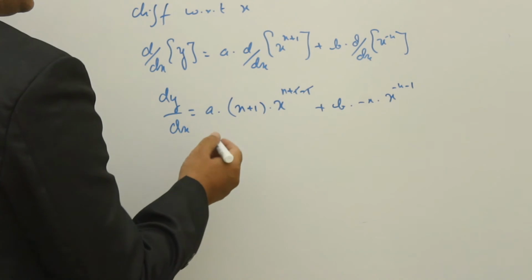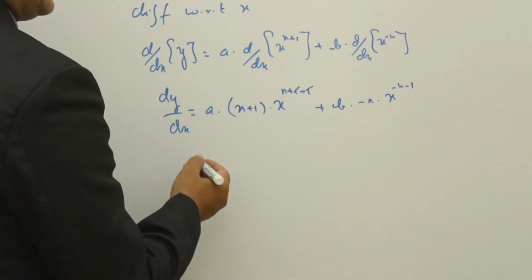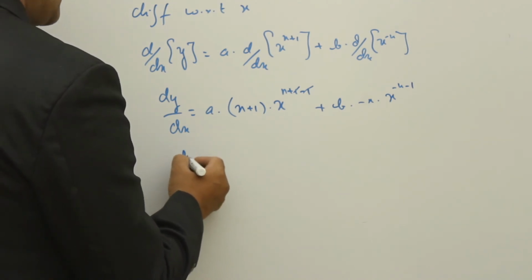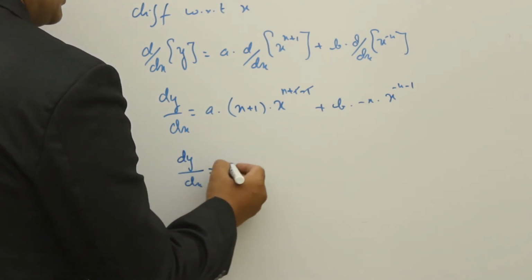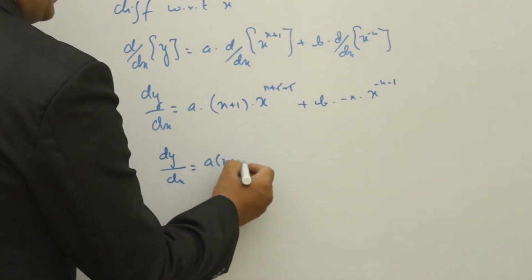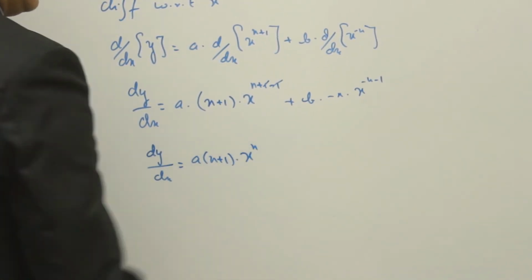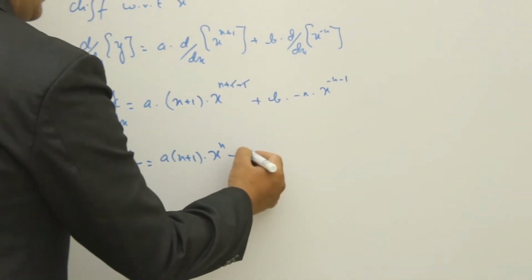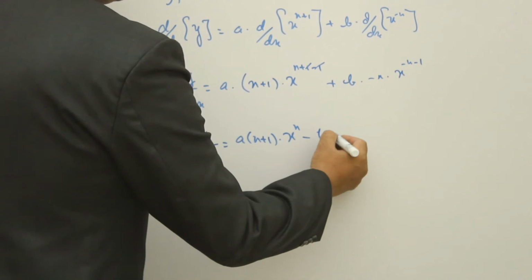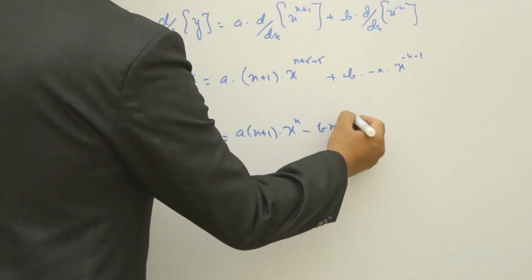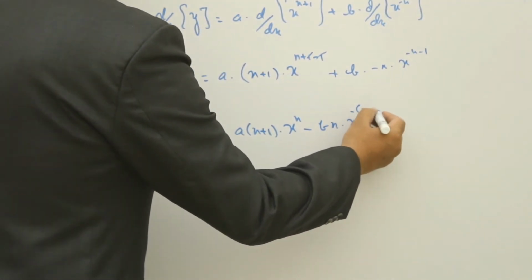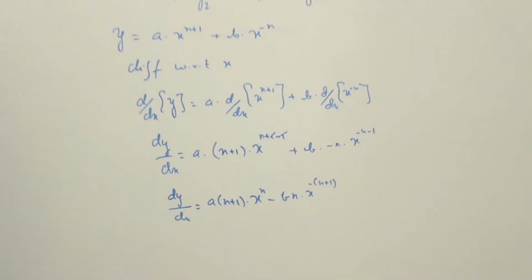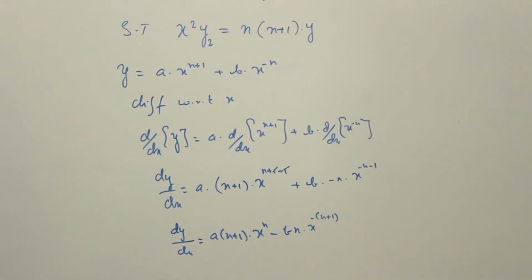So what we get here is the first derivative. So I can rewrite this as dy by dx is equal to a into n plus 1 into x to the power n, minus b into n into x to the power minus of this. That is, I've taken the minus power now. Now differentiating this equation for the second time, we'll get the second derivative.